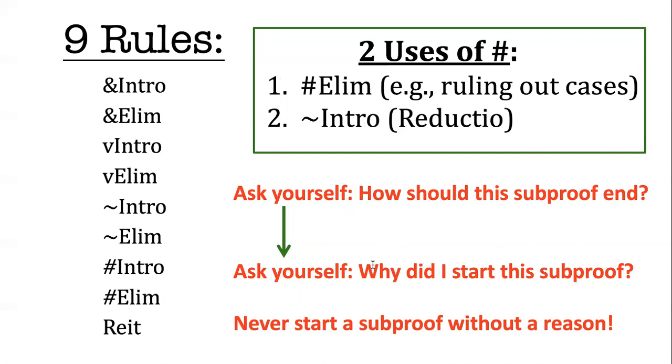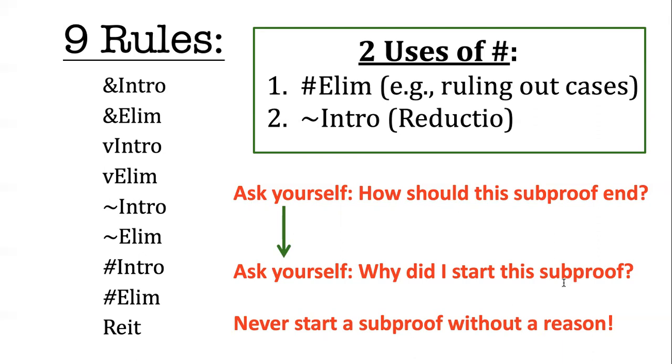Now, of course, if you ask yourself, why did I start it, and you don't know the answer, then that's a whole different problem. You should never start a subproof if you don't know why. There are 2 reasons, and only 2 reasons at this point, to start a subproof. One is because you know a disjunction, and the other is because you're negating your conclusion. If neither one of those is your reason, then you should not have started the subproof in the first place.